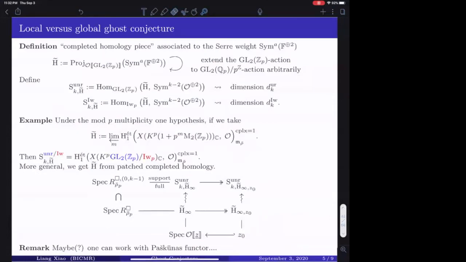So here's a remark, actually something I don't quite know. Maybe there's a way to work with Paškūnas's functor, and there's something we can do: take the projective envelope of pi rho bar in some sense as a GL2(Qp) representation, and then quotient by something, a kind of uniformizer or something. This could be one of my H tilde. Maybe that would work. I haven't thought about it carefully. So this is sort of another interpretation, or maybe another perspective, of this.